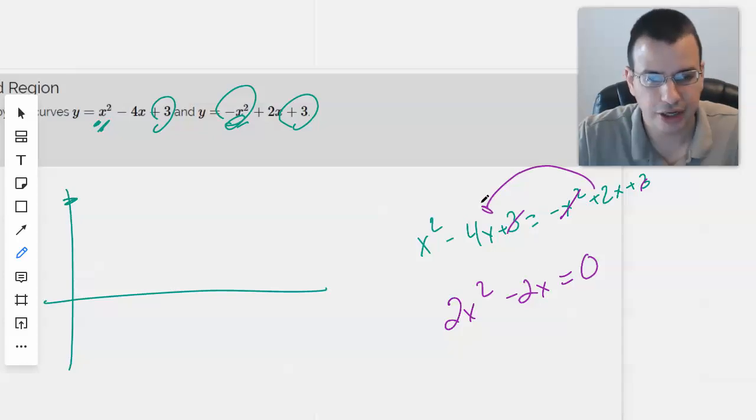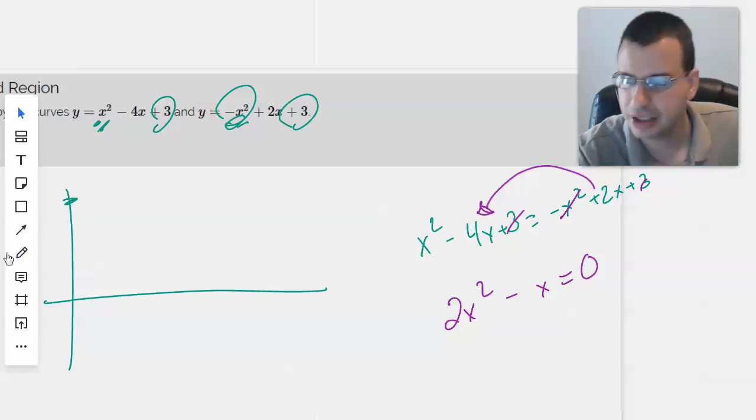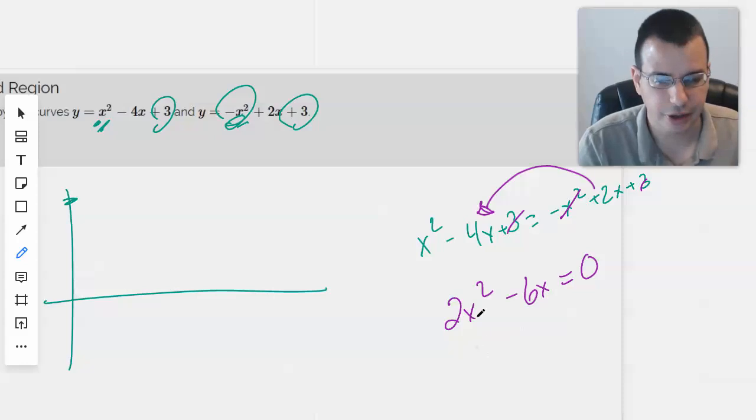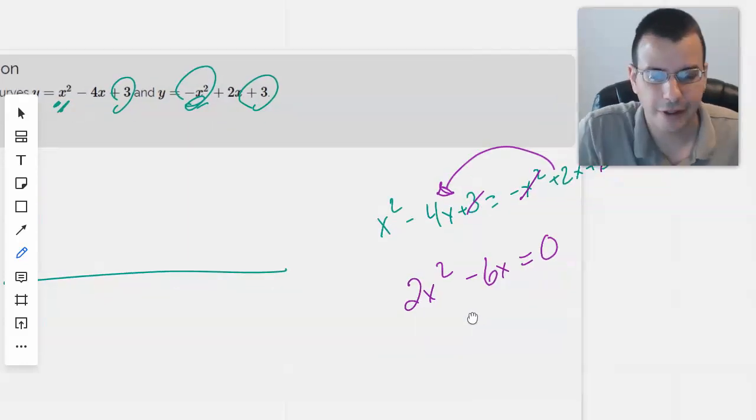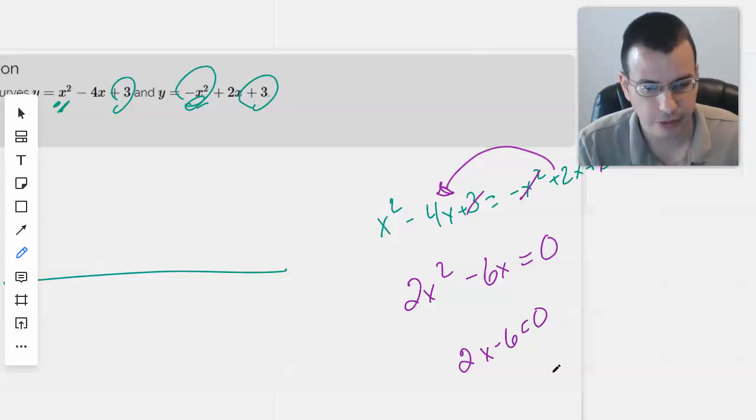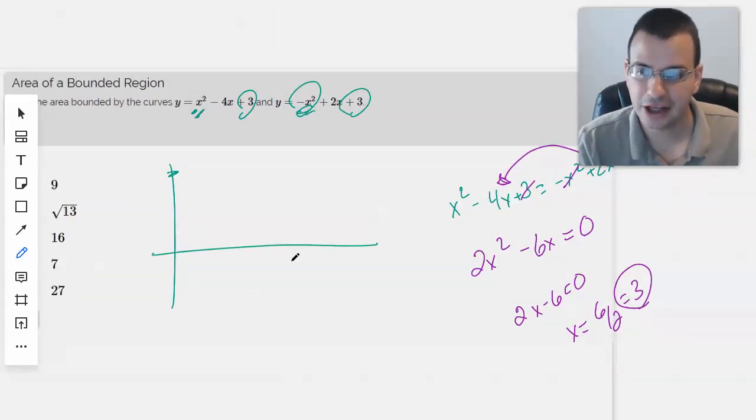Move the negative. Good catch. That should be a negative 6. Negative 6x. There we go. Okay. Divide both sides by x. 2x minus 6 equals 0. And then we have x equals 6 over 2, which equals 3. So they also intersect at 3.